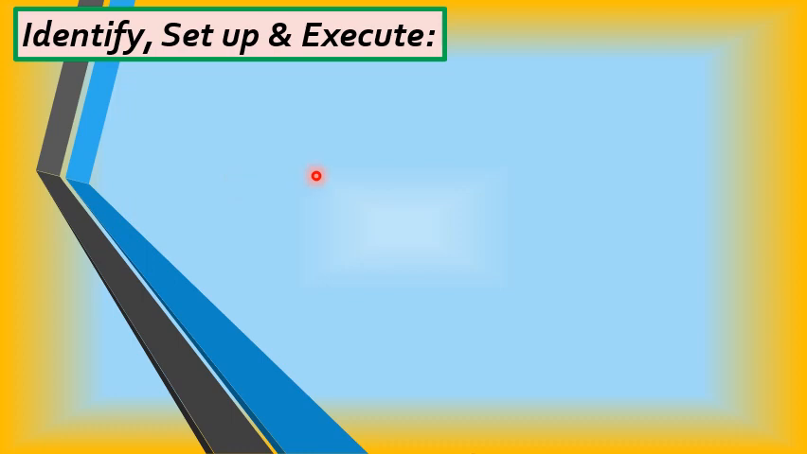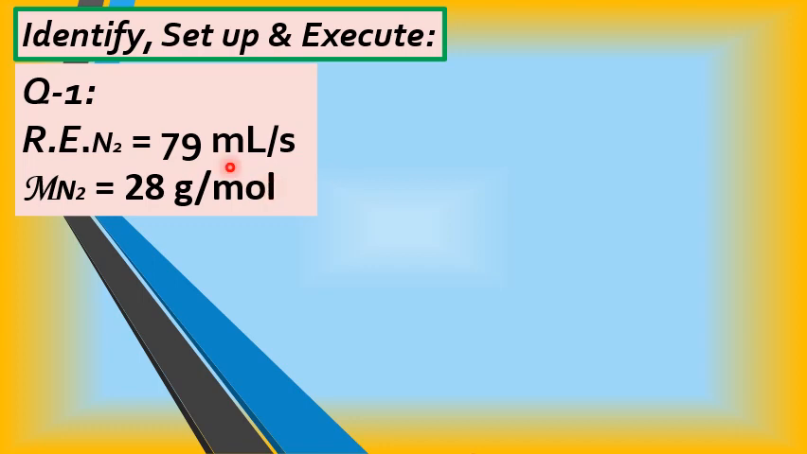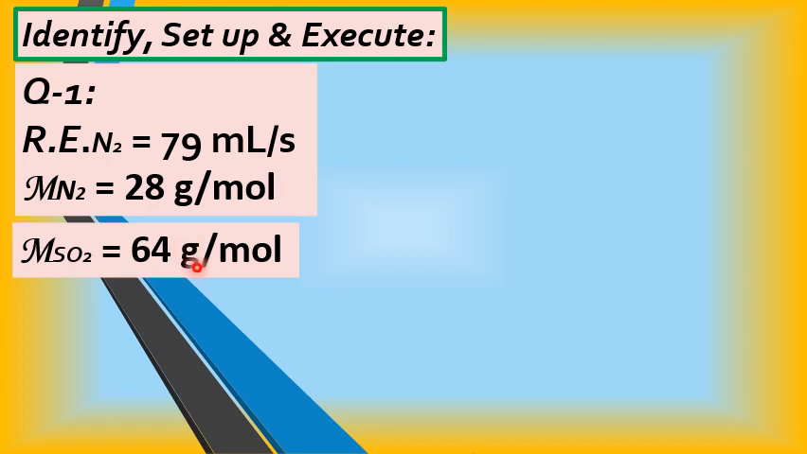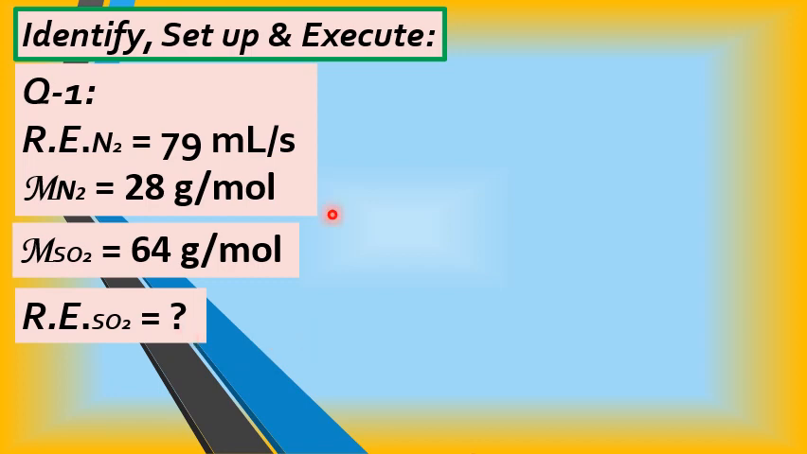Answering the given questions now, for question number 1, we are given the rate of effusion of nitrogen gas equal to 79 milliliters per second, and its molar mass of 28 grams per mole. You're also given the molar mass of sulfur dioxide gas equal to 64 grams per mole, and we are asked to determine the rate of effusion of sulfur dioxide gas.